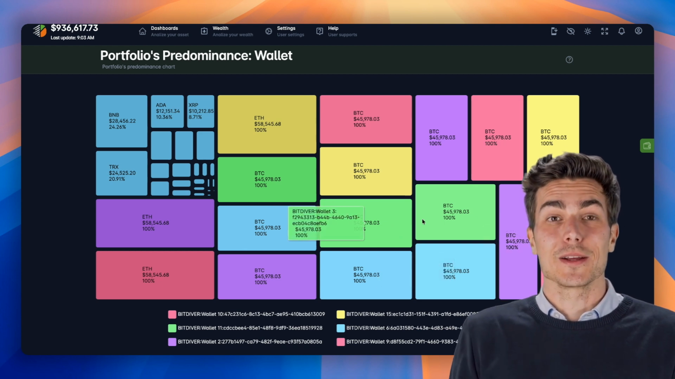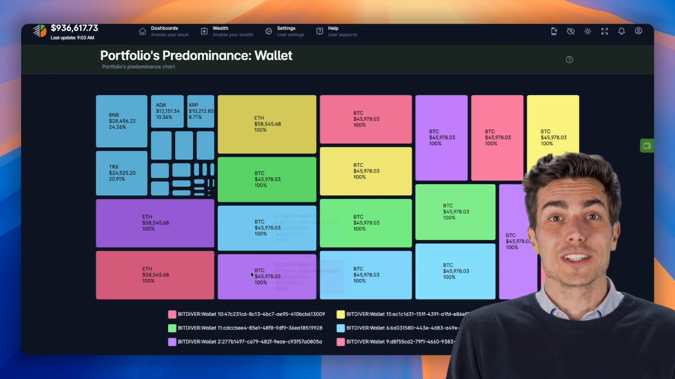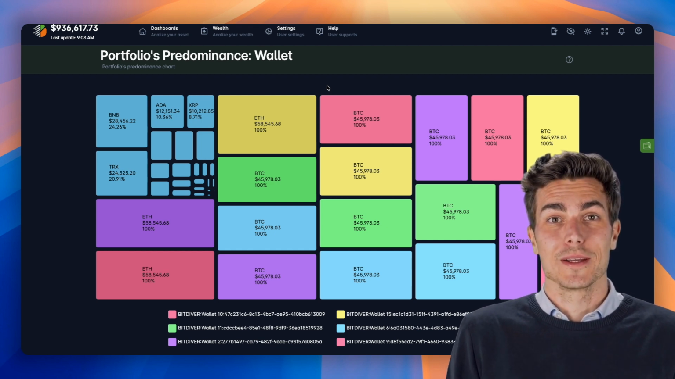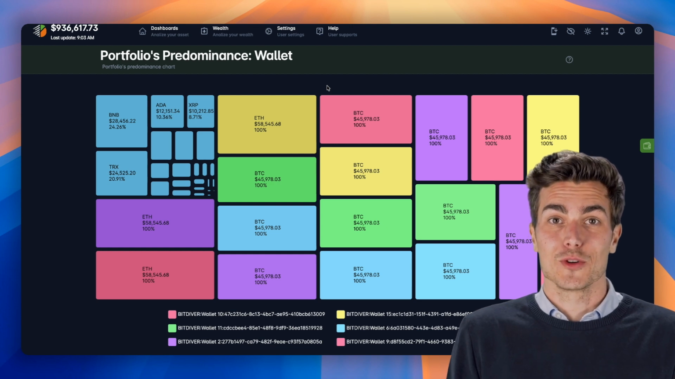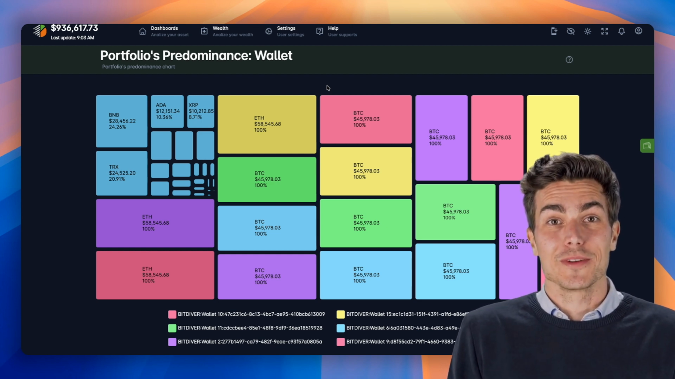In summary, the Portfolio Predominance section offers you a clear and immediate representation of the percentage weight of each crypto or wallet, of their degree of influence on overall performance, and of the concentration level of your crypto portfolio. Use this information to improve your awareness and refine your investment strategies. That is all for this section.